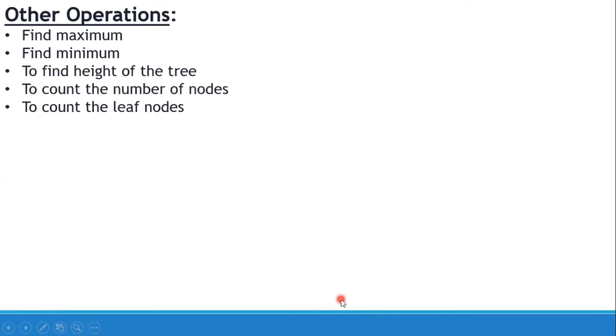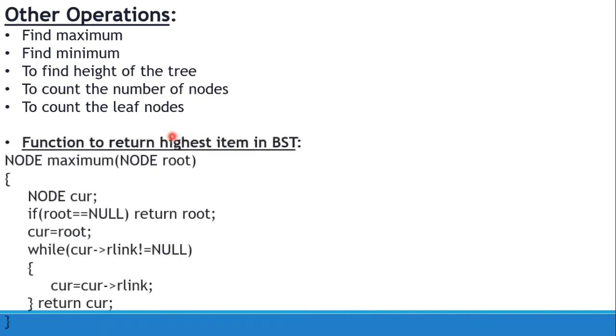The other operations performed on a binary search tree are: find maximum, that is, to return the maximum item in the tree; find minimum, to return the minimum item in the tree; to find the height of the tree; to count the number of nodes; and to count the number of leaf nodes. First, the function to return the highest item in a binary search tree, or to find the maximum.